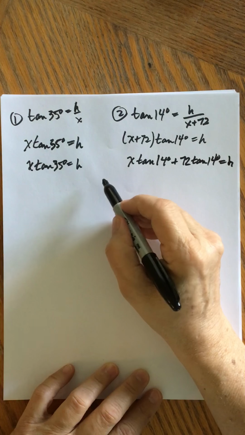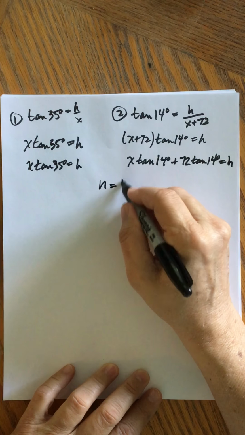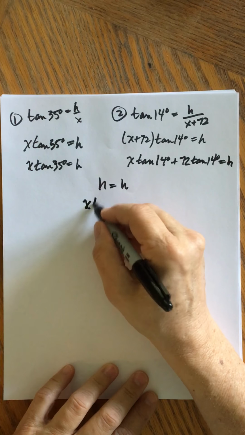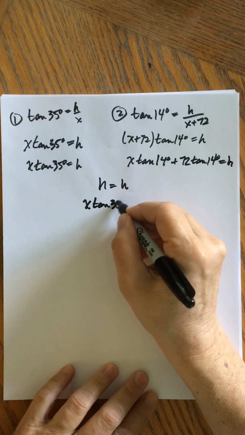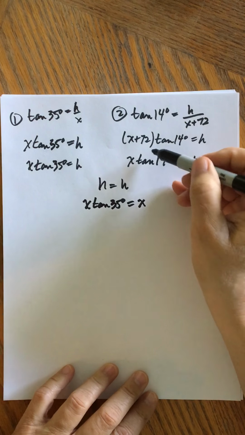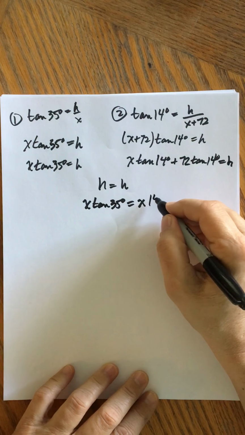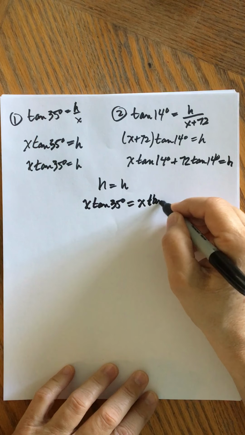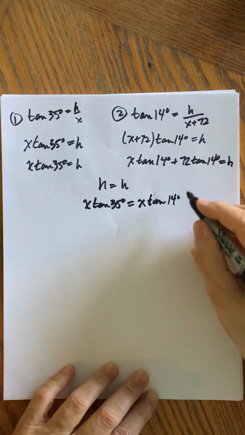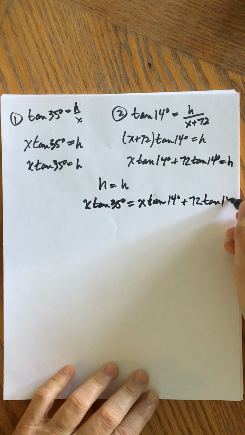And actually at this point, I could have done this earlier right here. I could say h equals h. So basically you have this h, which is x tangent 35 degrees, equal to this. I went ahead and distributed it, which, like I said, I could have said h equals h here and then put this in place, but anyway, it ends up being the same. Tangent 14, and then plus 72 tangent 14.